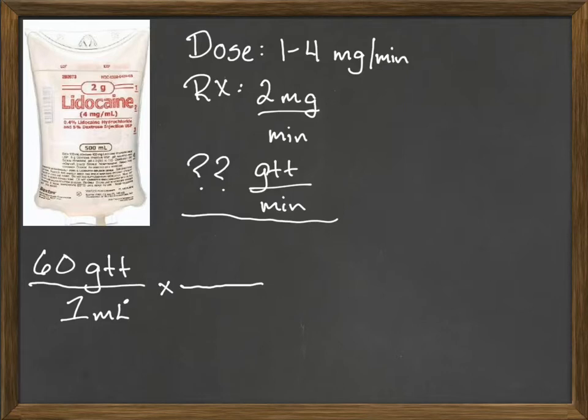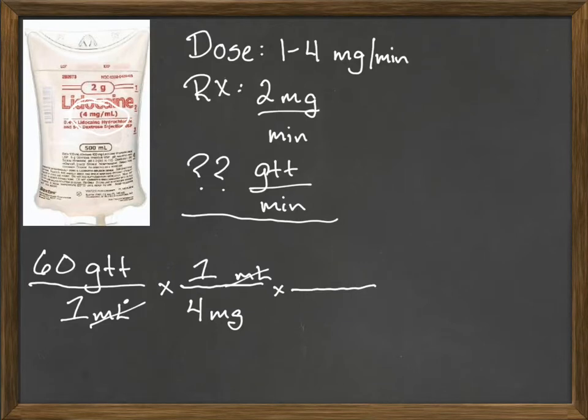So we need milliliters on the top. We need to figure out what concentration and everything we've got that can rule that out. So if we look, the concentration of lidocaine is 4 milligrams per milliliter. So in 1 milliliter, there's 4 milligrams of lidocaine. Now, our units will cross out. So our milliliters have canceled out.